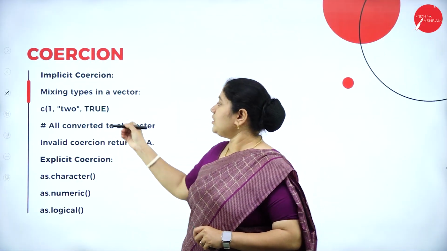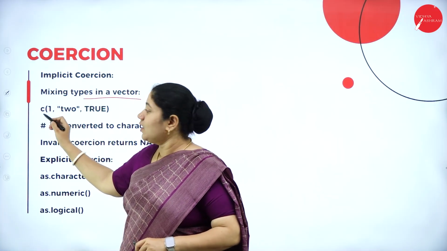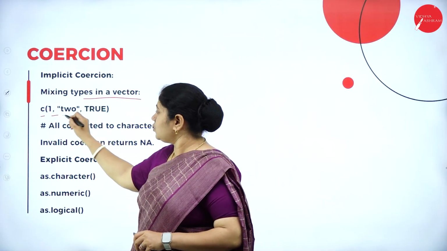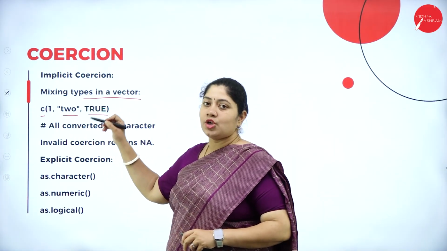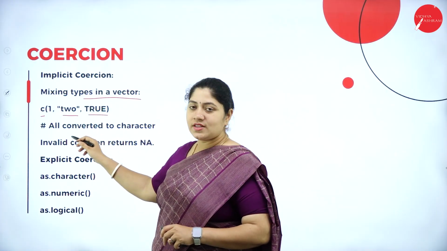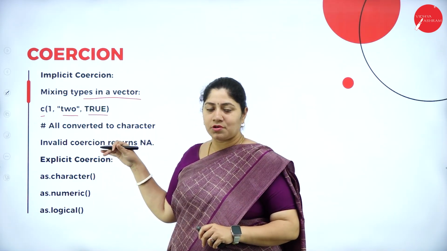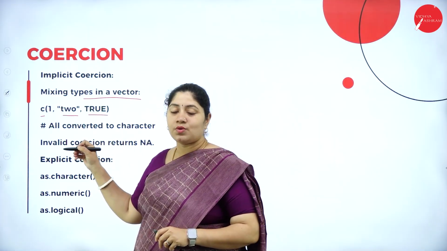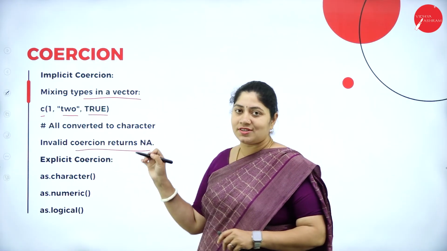Let's see mixing types in a vector. How to represent that? C specifies a vector, and inside that we have a character, a numeric, a character, as well as a logical value. That's mixing types in a vector. Now, are they all converted to character? No, that's wrong. So what should we get? We should get the special value NA, that's invalid coercion.